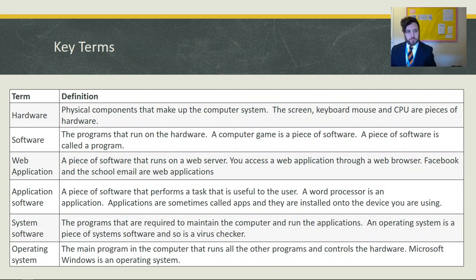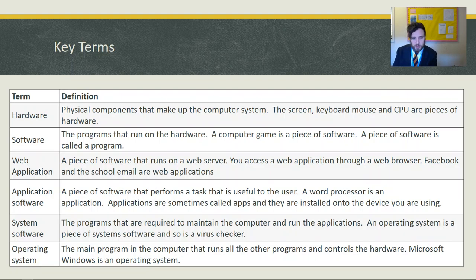Right, let's do some summation. This is what you need to know. Right, hardware. Hardware are the physical components that make up a computer system. That means the screen, the keyboard, the CPU or processor, as I called it in the video, are all pieces of hardware. Software is like a kind of brother and sister relationship. Software is the programs that run on the hardware. So a computer game is a piece of software, and a piece of software is called a program. Somewhat cyclic definition there. Pieces of software do useful things.